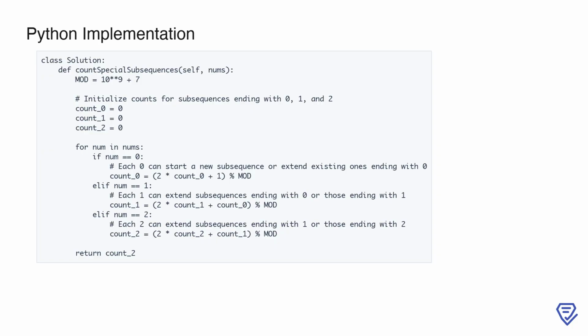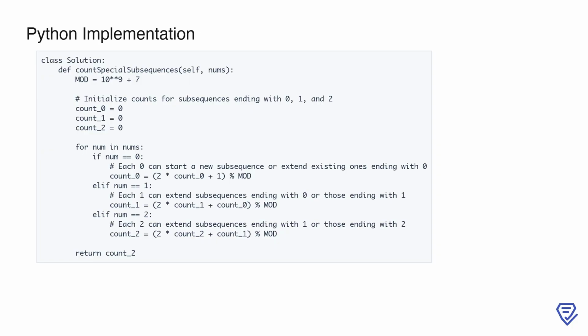Explanation. 1. Initialization. Count_0, count_1, and count_2 are initialized to 0, as initially, there are no subsequences. 2. Iterating through the array. For each 0, it can either start a new subsequence or extend existing subsequences ending with 0. The new count for count_0 is 2 * count_0 + 1, where the 1 represents the new subsequence starting with the current 0.